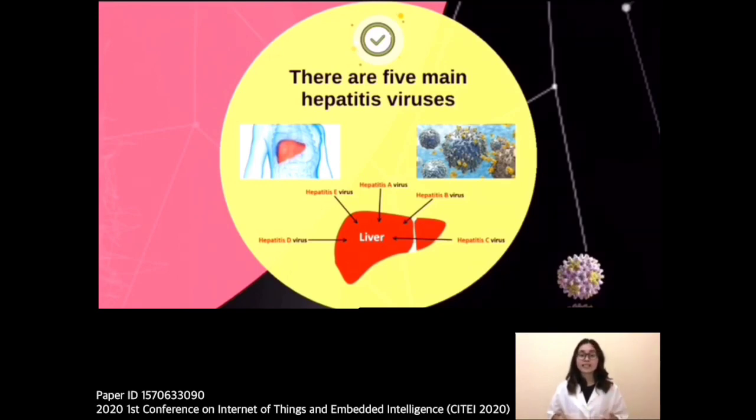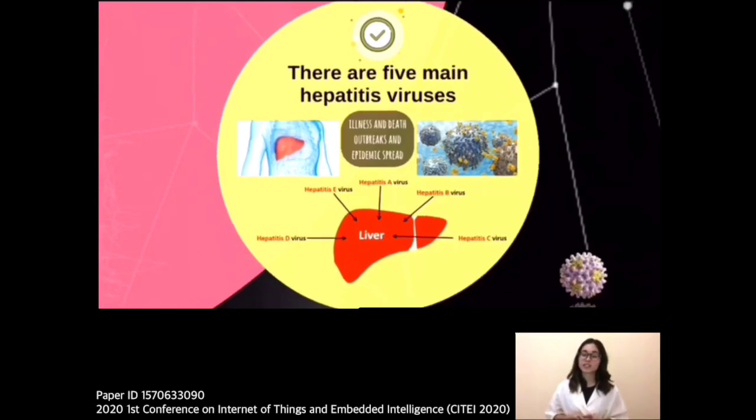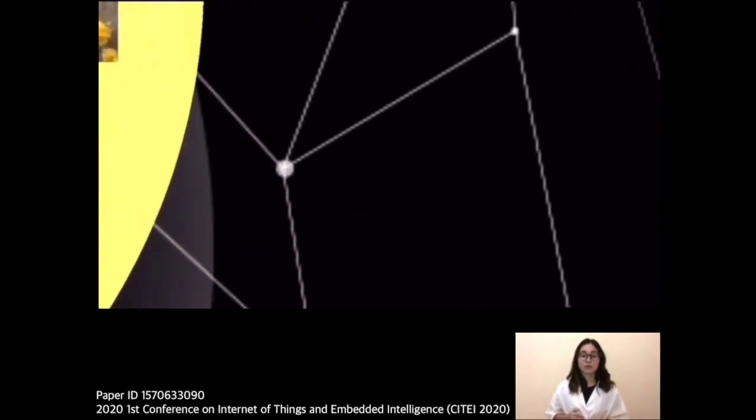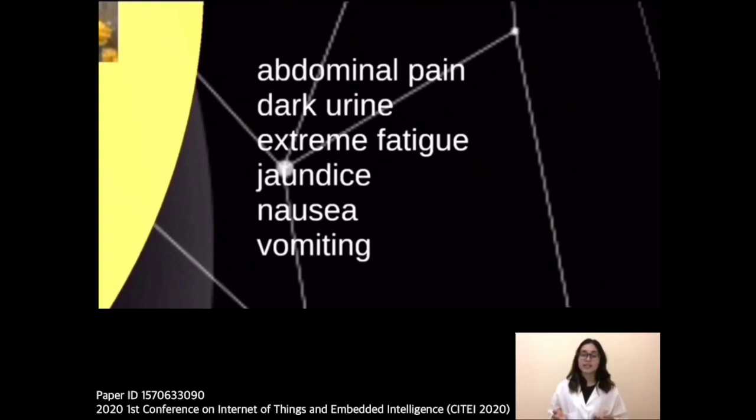These types are the greatest concern because of the burden of illness and death, and also the potential for outbreaks and epidemic spread, especially types B and C. Hepatitis A and E are usually caused by ingestion of contaminated food and water. Hepatitis B, C, and D are usually the result of parenteral contact with infected body fluids. The infection may occur with limited or no symptoms, but may also include symptoms like abdominal pain, dark urine, extreme fatigue, jaundice, nausea, or vomiting.